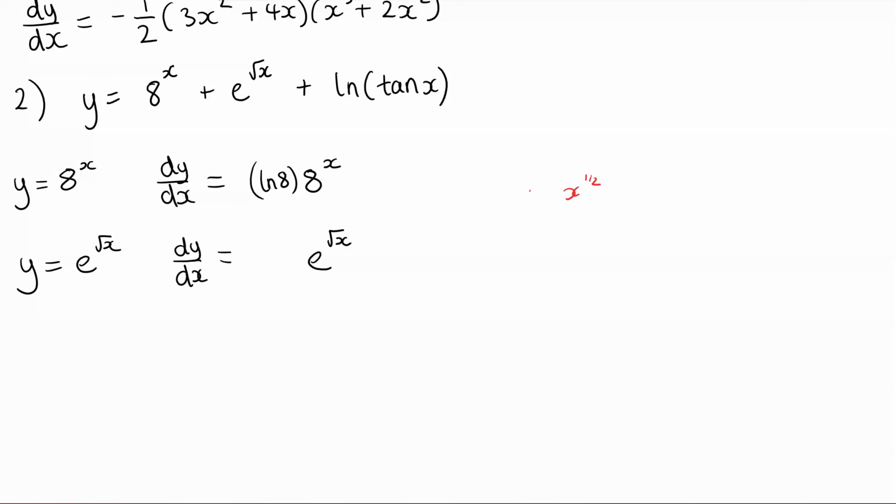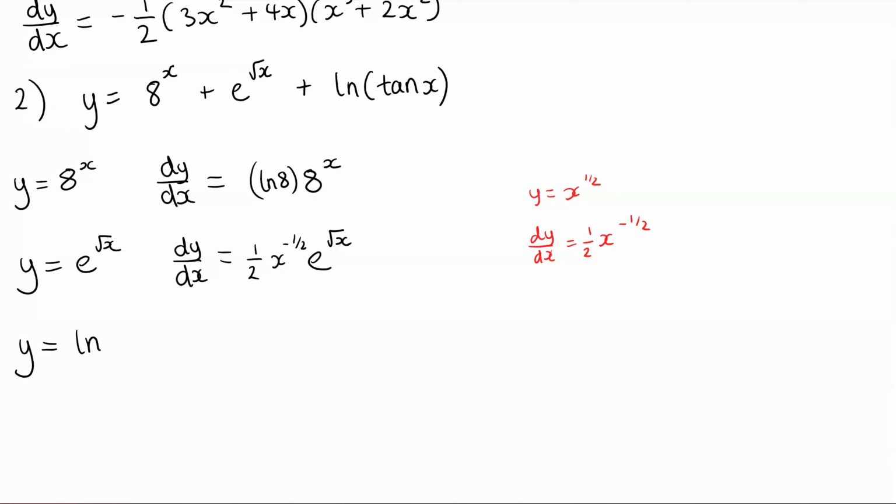So multiply by the power, take one off the power. So that's what I need to be multiplying this e to the root x by. Okay, so that's the second term differentiated.